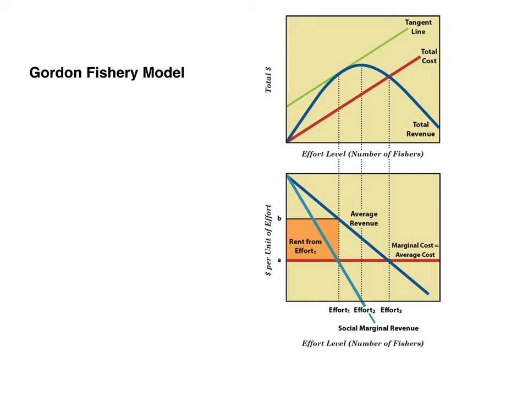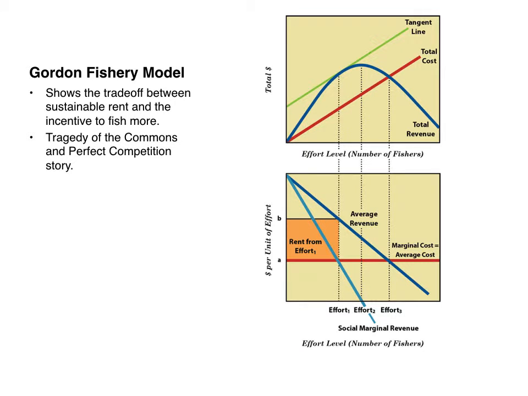Okay, so now we have the Gordon fishery model, and this shows the trade-off between sustainable rent and the incentive to fish more. So this shows the tragedy of the commons and the perfect competition story. What is being done here is we take the sustainable yield that we developed in figure 13.4, and then we in essence monetize it. So we take the amount of fish and multiply it by the price per fish, and we have ourselves total revenue.